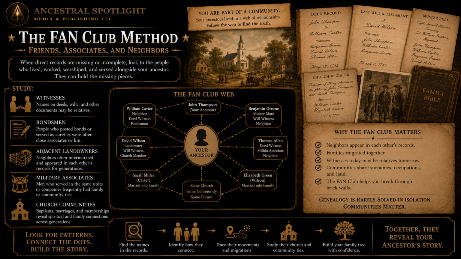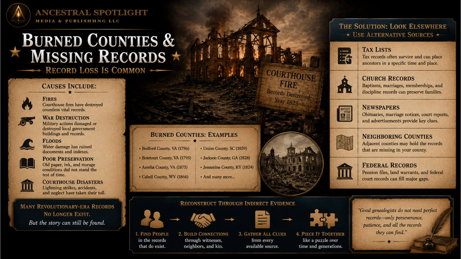If records for your direct ancestor are sparse, surrounding individuals may provide the missing clues. Neighbors often intermarried for generations. Witnesses on deeds or wills may reveal family relationships. Entire migration groups frequently relocated together. Genealogy is rarely solved in isolation. Communities matter. Many Revolutionary-era records no longer survive.